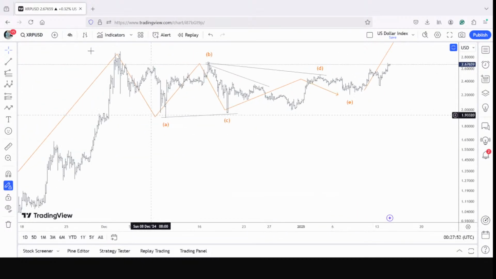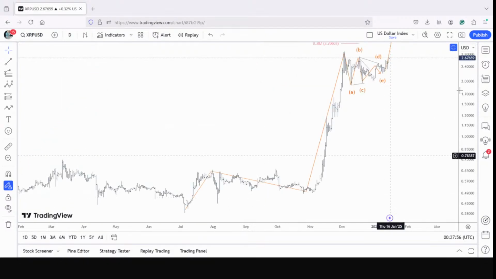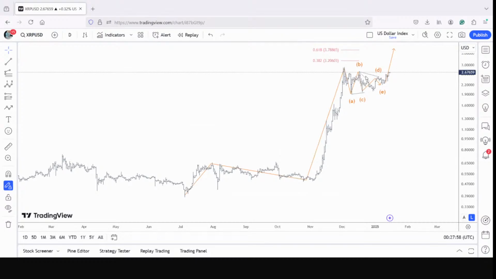For those who have just joined, the medium-term targets for Ripple are just around 3.7, and we are right on track. We are already breaking out of the triangle wave 4, and things are moving towards the fifth wave now. The fifth wave is unfolding, and we are in the third wave of the fifth wave. So we still have three and a half waves completely for the target.